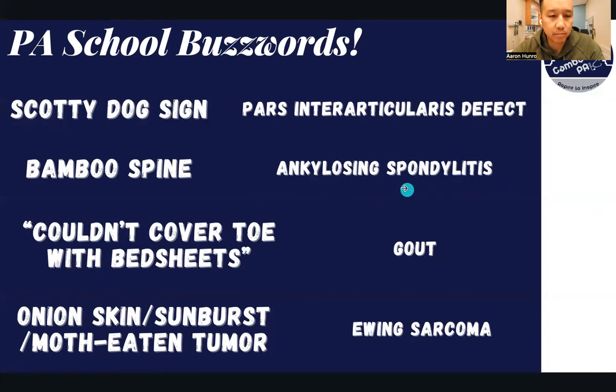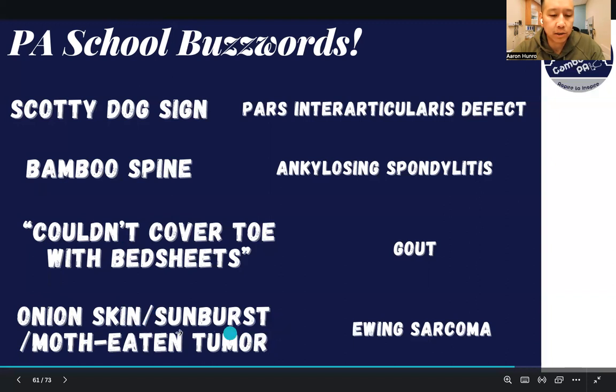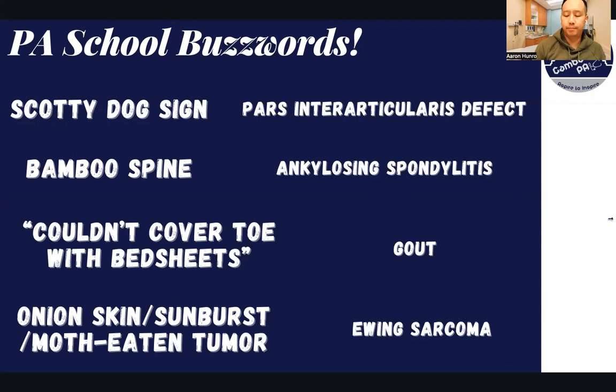It's a typical lumbar spine condition, but it could affect the whole back, mainly in men and young men as well. When they quote unquote can't cover their toes with their bed sheets because it's so painful, it's typically related to gout. And again, on that radiology report, on the X-ray, if you see an onion skin or sunburst appearance, typically we're talking about a bone tumor, bone cancer, Ewing sarcoma.